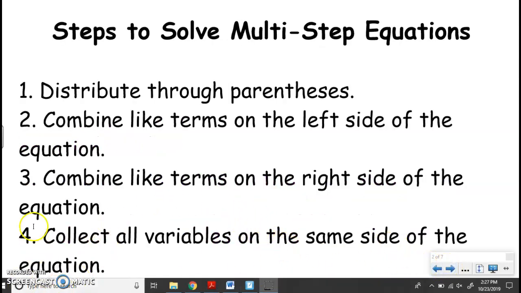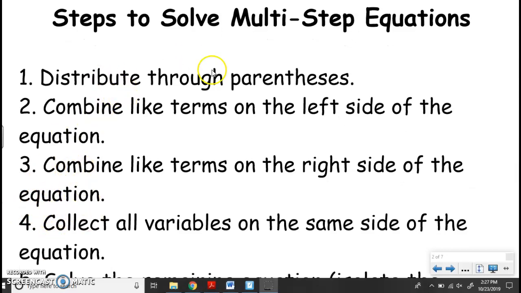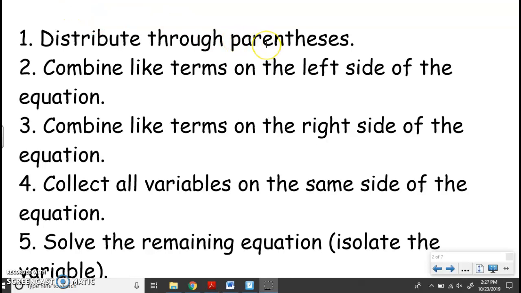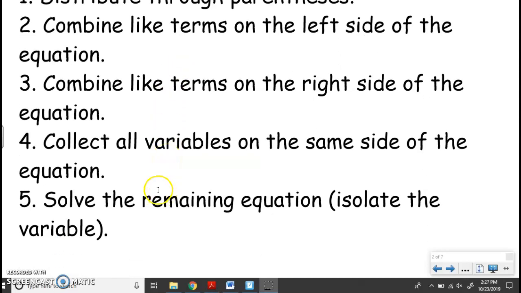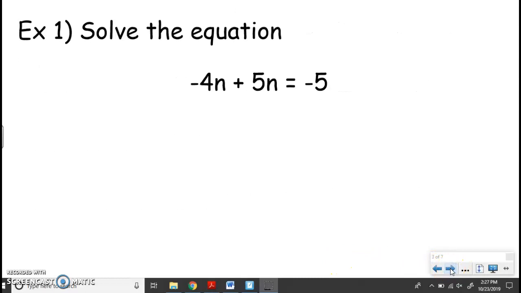There are some steps in there, and I actually added a step in here that you'll see is a little different. But steps to solve multi-step equations. First, we're going to distribute through the parentheses. If there aren't parentheses, then skip it. And then focus on the left side and combine your like terms, and focus on the right side and combine your like terms. And then I want to collect all my variables on the same side. Remember, if I'm moving something or canceling something out, I have to do the opposite. I can't just combine them together if they're on opposite sides of the line. And then solve the remaining equation. So let's go ahead and get going through this.